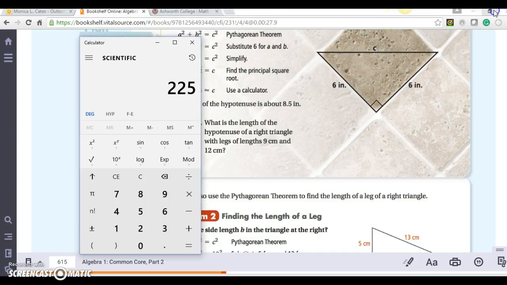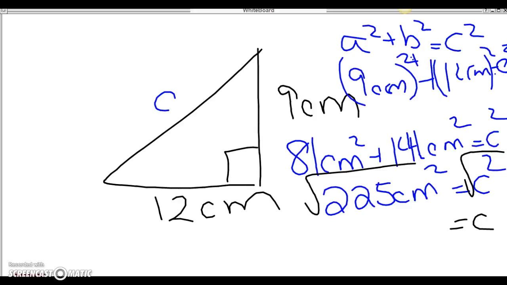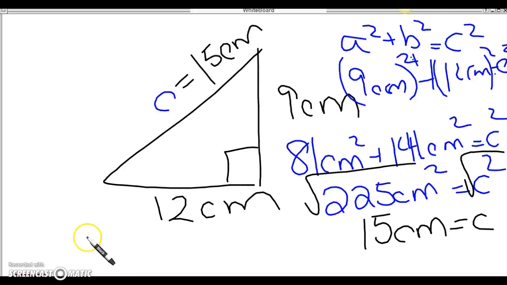And when I do that, luckily, I get an even number, which is 15. So I get 15 centimeters. So c, or the hypotenuse, is equal to 15 centimeters. I hope this helps.